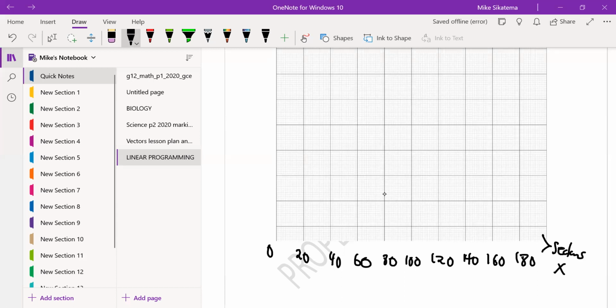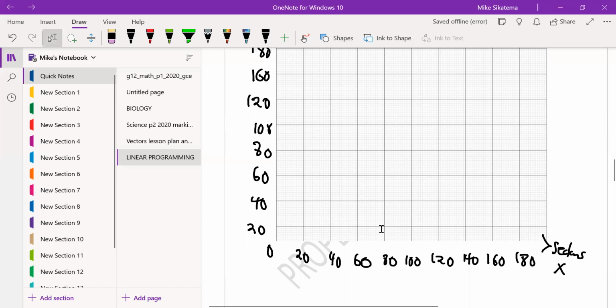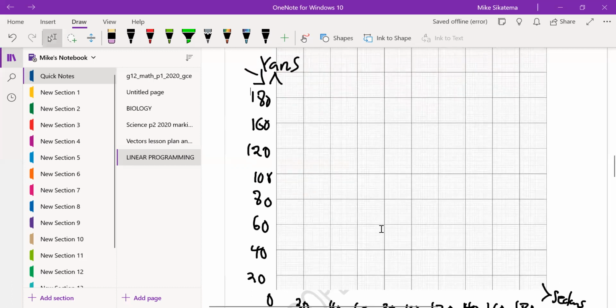Then we do the same, 0, 20, 40, 60, 80, 100, 120, 160, then finally, just move slightly a bit, we have 180 there. This is the y-axis, so this will be vans as the y-axis. So this is how your graph should look like. Of course, make proper horizontal scales.